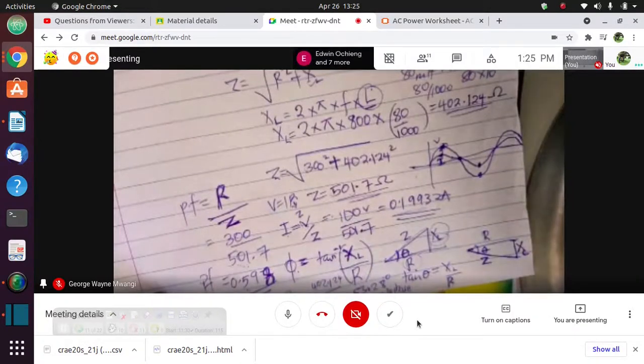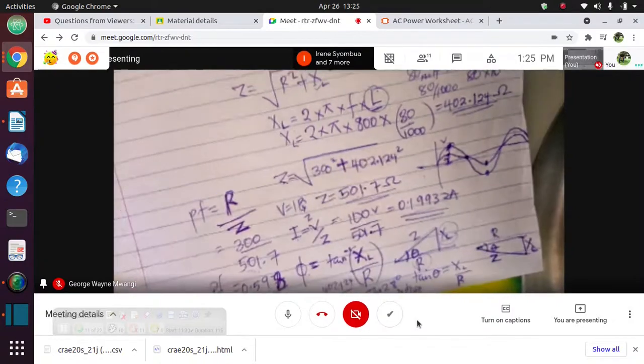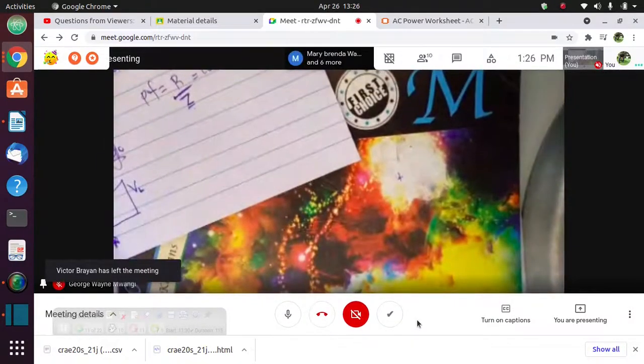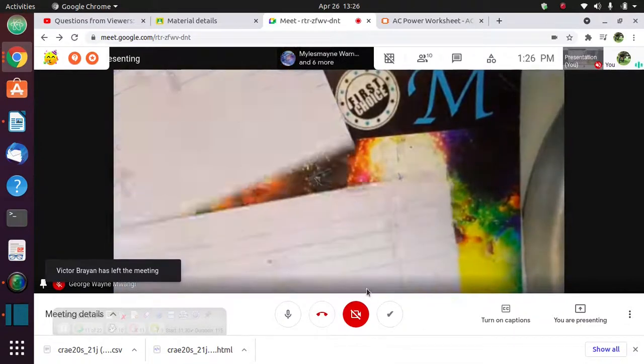Have you understood? Yes. Are you together? Is there any question up to there? No question. Now that is finding the power factor in terms of the impedance triangle.